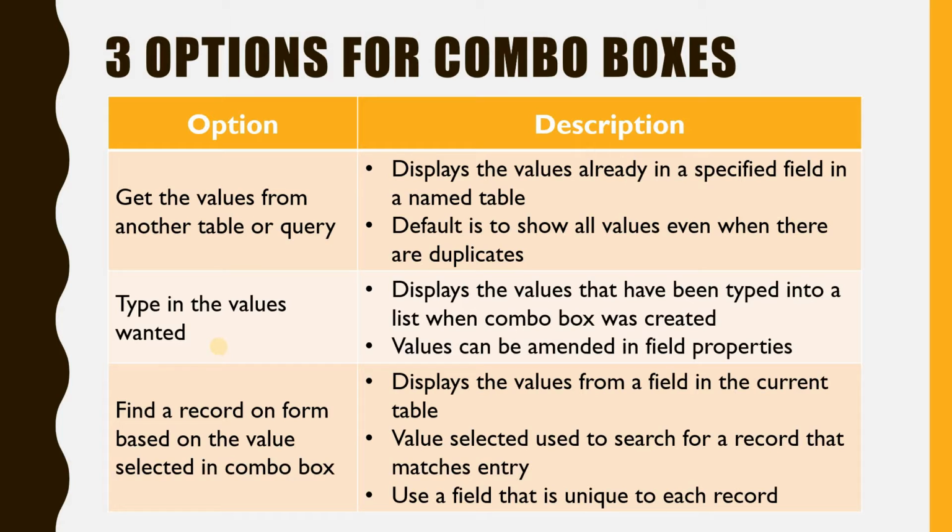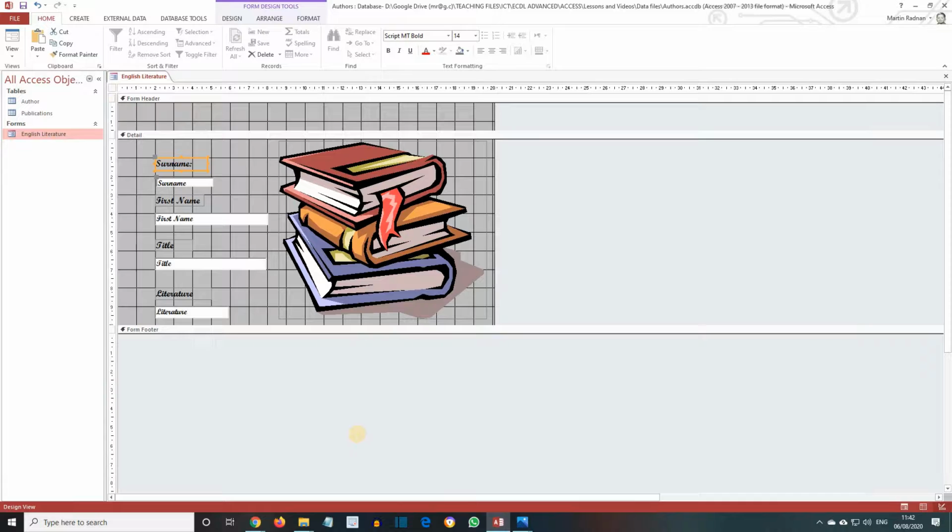Okay, so let's start. For a small number of values in a combo box, it may be easier to look up a separate list entered as part of the setting up process for the box itself. So let's get back to where we were, which was the authors database, and then we were looking at the end of the last lesson at the English literature form. Let's look at this in design view and remove the literature label and field.